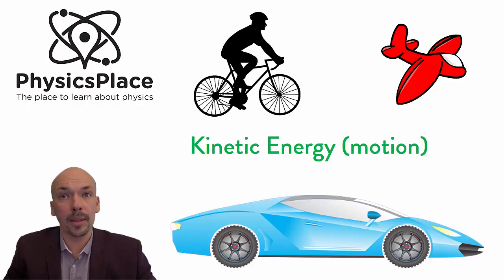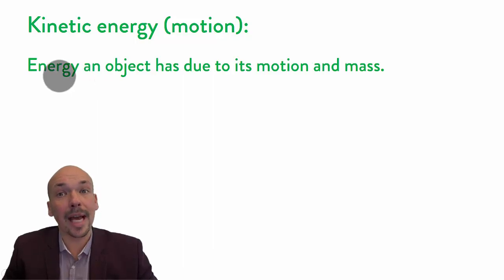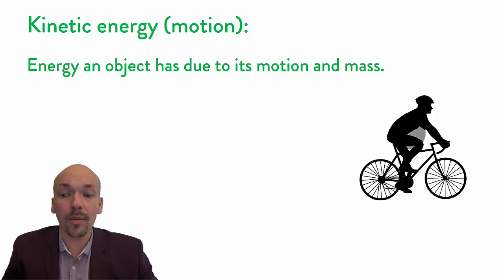In this video I'm going to teach you what kinetic energy is and how you can calculate with it. Kinetic energy has something to do with motion. So the energy an object has due to its motion and due to its mass. So if we have a cyclist and he has a certain amount of velocity, for instance 10 meters per second, then he has kinetic energy.